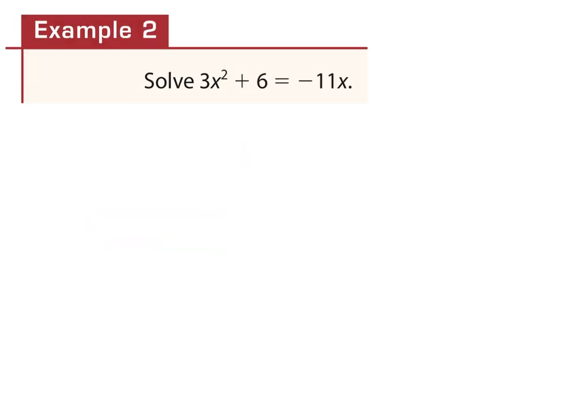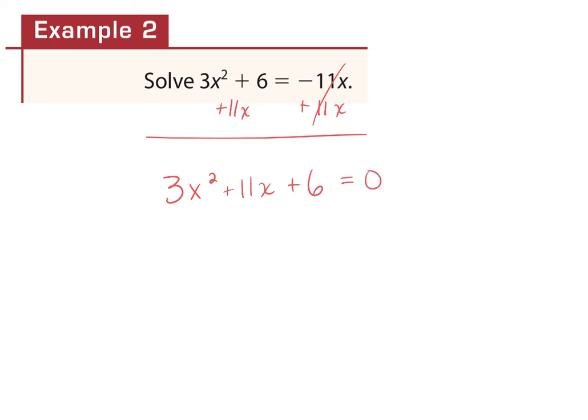This is an example where it is not in standard form yet. So you'll see that I have the 3x squared and the 6 here and then a negative 11x here. I want to move that over. I am going to move it over just by adding it over, just like you do. The 11x does not combine with anything, so I'm just going to list it in standard form: 3x squared plus 11x plus 6. Now I have it equal to 0 in standard form.